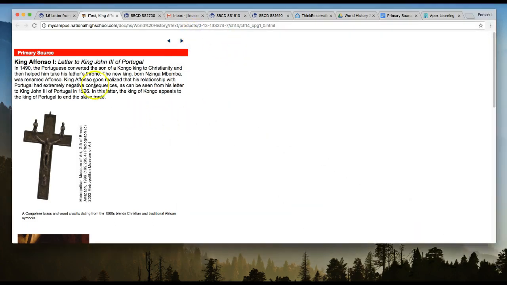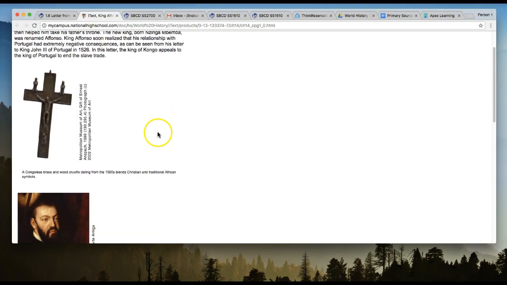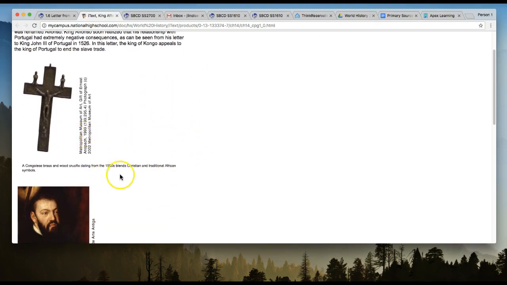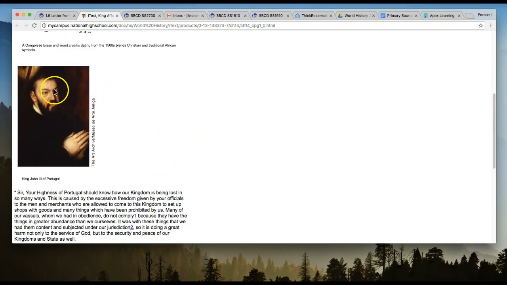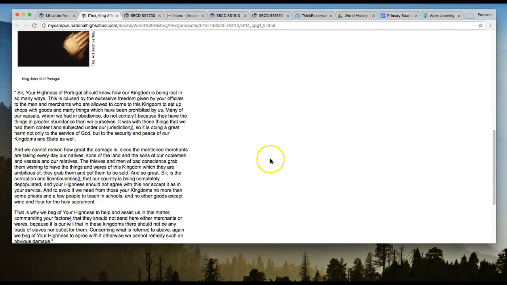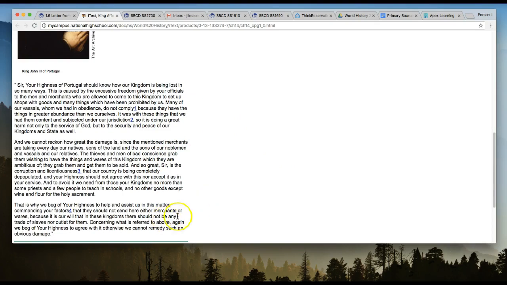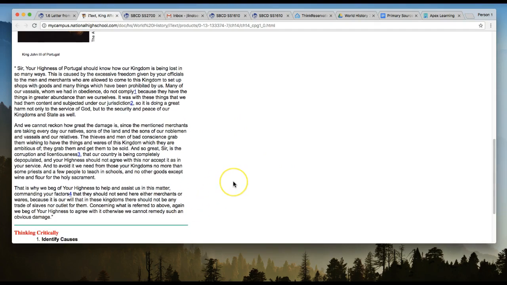Okay, back to the primary source written by King Affonso. This is the introduction to the letter. Then you are going to see two images. One is this crucifix, read the details, and the other is this painting so you can get the likeness of King John III of Portugal. The next three paragraphs are the letter that King Affonso wrote to King John. So if you would like to hear me read this out loud, there is another link for a video lesson on the lesson page. Okay?